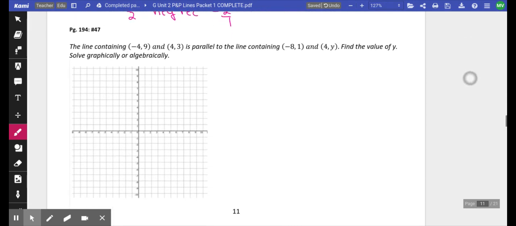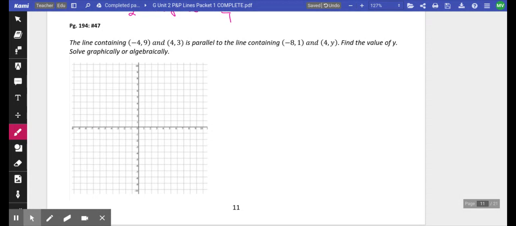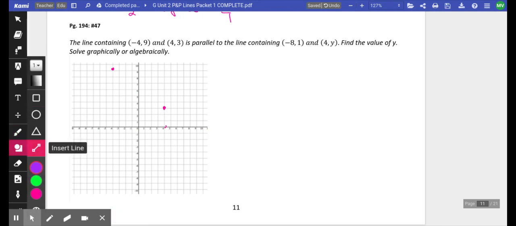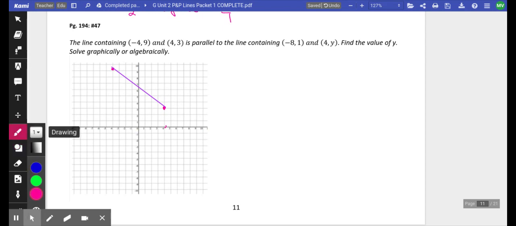So now we're going to try to do this example. So the line containing negative 4, 9, which I can plot, and 4, 3. So that's a line, so I'm going to use the line tool because that gives me a better line. And then I want the line containing negative 8, 1, and 4, y. Ooh, 4, y. I want to find y, knowing that those two are parallel.